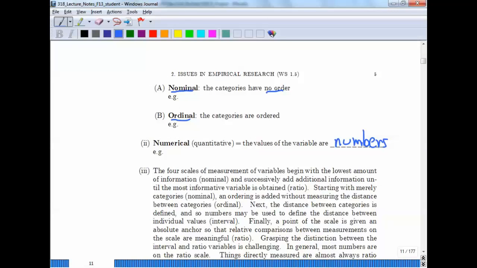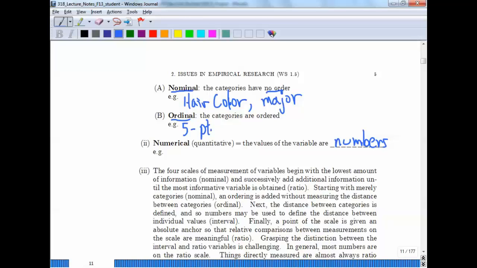So we've got hair color. Major is another one. Most variables you think of, their categories are probably going to be nominal. But here's an example of an ordinal.